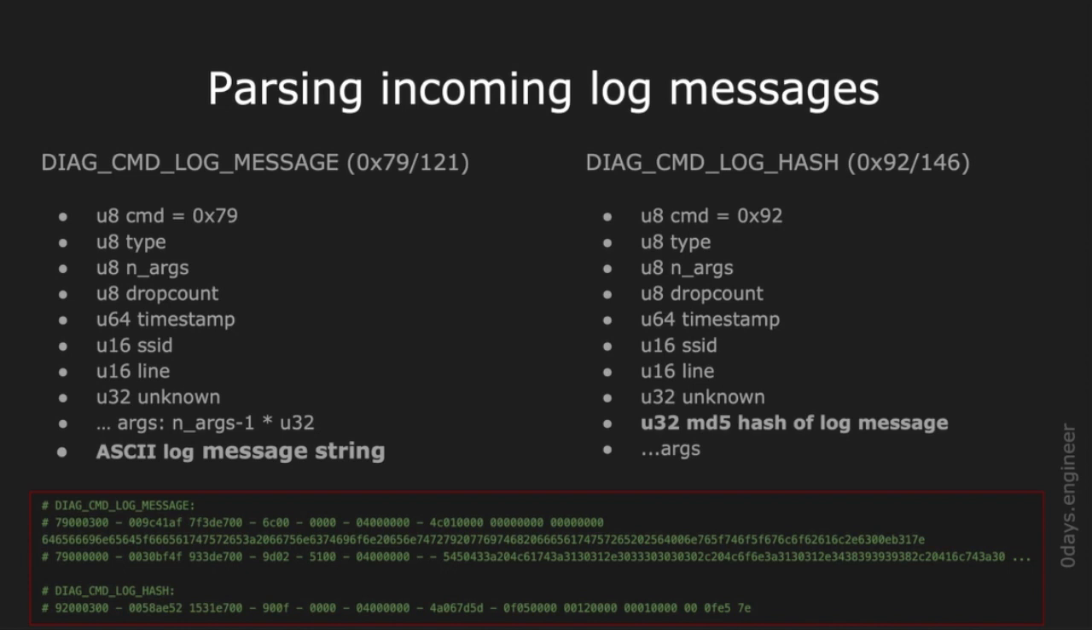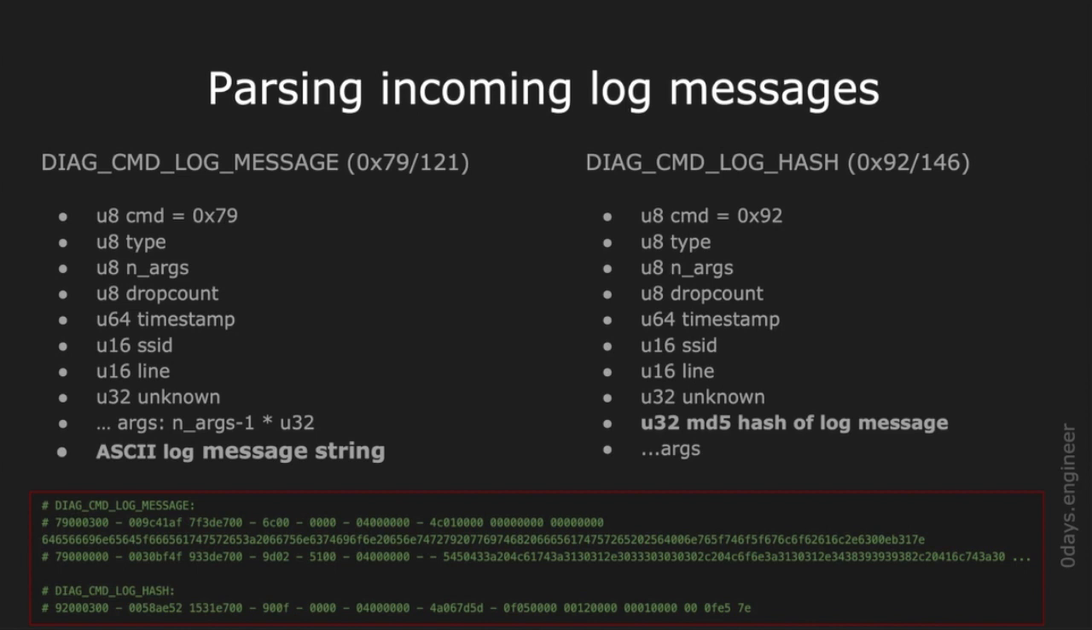The second one, I called it Diag command log hash. It's number 92 hexadecimal. This is the token which encodes the log messages that contain only the hashes. If you have the message hash.txt file, you can correspond the hash that arrived through this command to the messages provided in the text file, and you can get the textual logs.